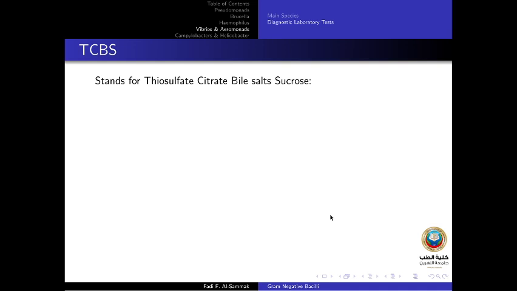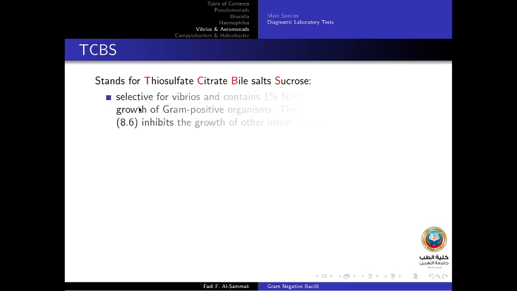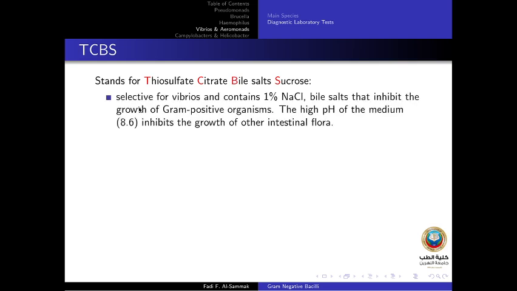Now, a special or selective medium for Vibrio is called the TCBS, and these letters stand for thiosulfate citrate bile salt sucrose. From the name, you can guess that it is selective for Vibrios and contains 1% NaCl. Bile salts are important to inhibit the growth of gram-positive organisms. If you may still remember, this is the same thing in MacConkey agar. We have also bile salts to prevent the growth of gram-positive organisms. And there is high pH, about 8.6, which again inhibits the growth of other intestinal flora.